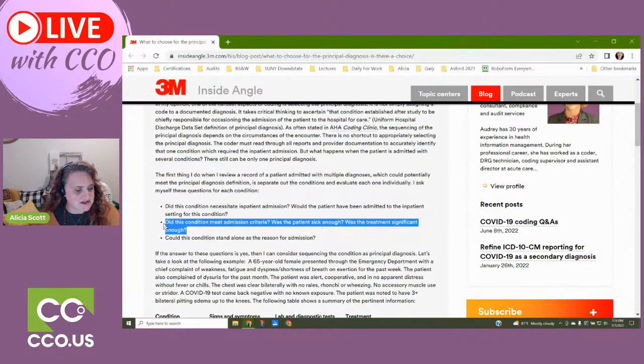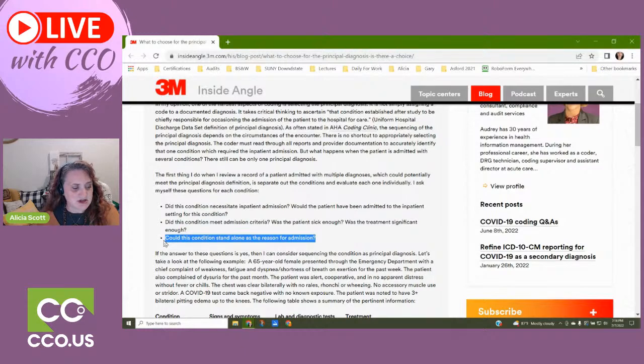And then, could this condition stand alone as the reason for the admission? So, go through this checklist, ask yourself those questions when you're doing inpatient coding. Now she gives an example.